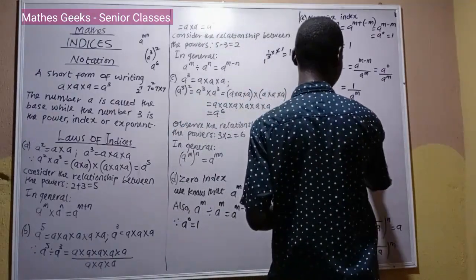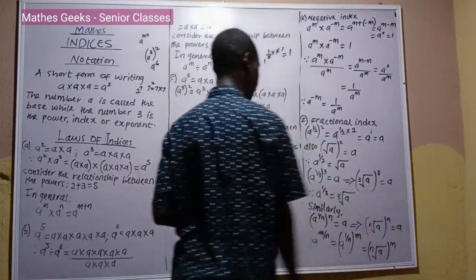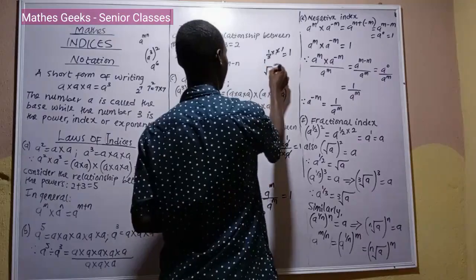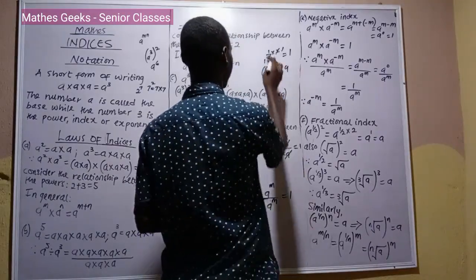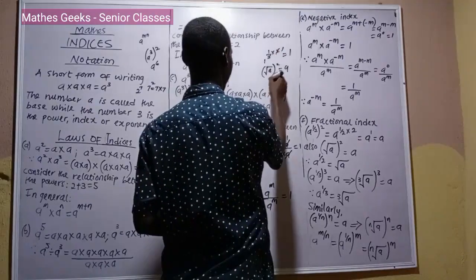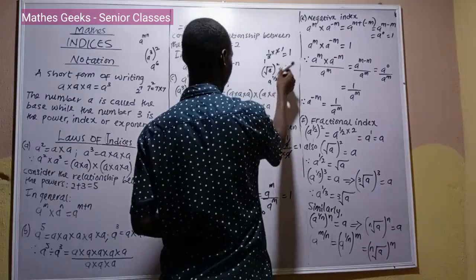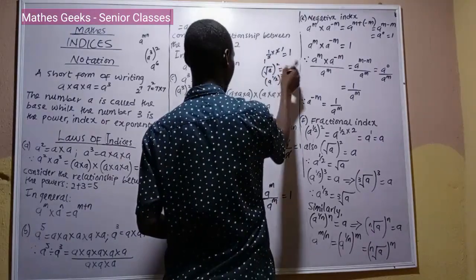And so that's why you have A raised to power 1, and anything raised to power 1 is equal to the same base, which is A. Also, root A raised to power 2 is equal to A. Root A is also the equivalent of A raised to 1 over 2, where this root is 1 over 2. So when it's raised to power 2, 1 times 2 is equal to 2.